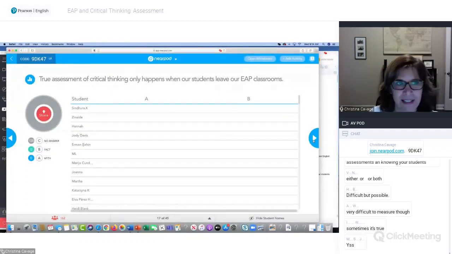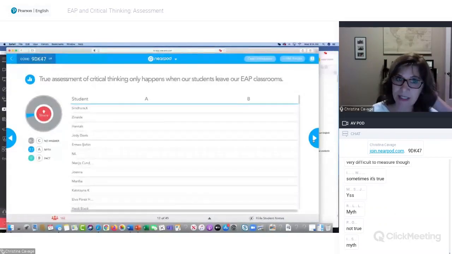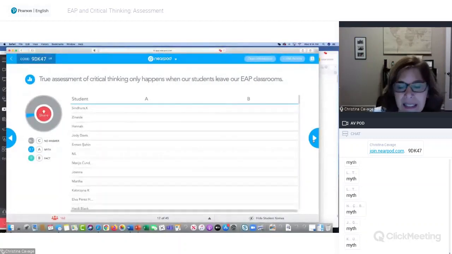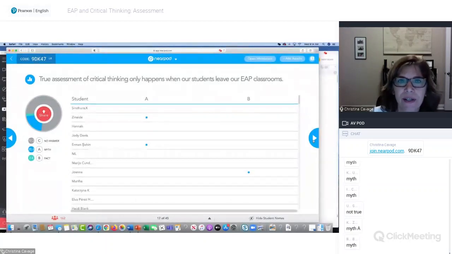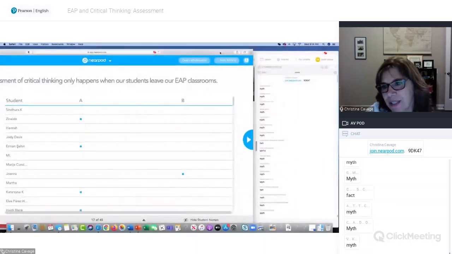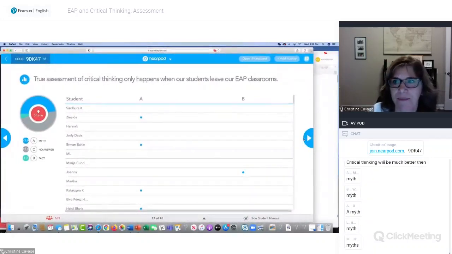Here's another one, myth or fact. True assessment of critical thinking only happens when our students leave our EAP courses. And EAP, I'm thinking about English for academic purposes here, and when students go into maybe their academic discipline in English. So critical thinking only happens when our students leave our EAP classes. So fact or myth, what do we think? Okay, so here in Nearpod, I'm seeing more myths, and I'm also seeing many more myths in our chat boxes as well.